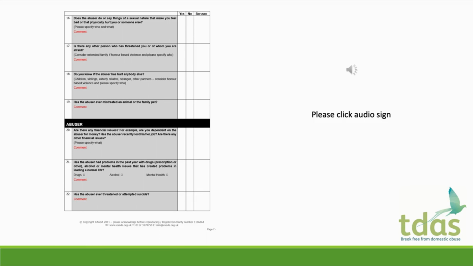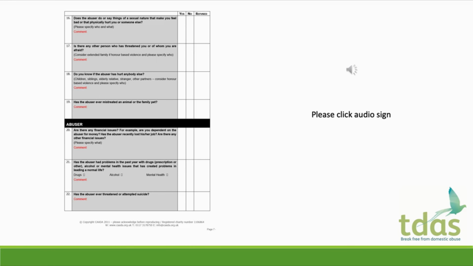Question 20 asks, are there any financial issues? Are you dependent on the abuser for money? Have they recently lost their job? Are there any other financial issues? This is important as this may be a barrier to prevent the victim from seeking help or leaving if they are being financially abused. Consider whether there are language barriers.